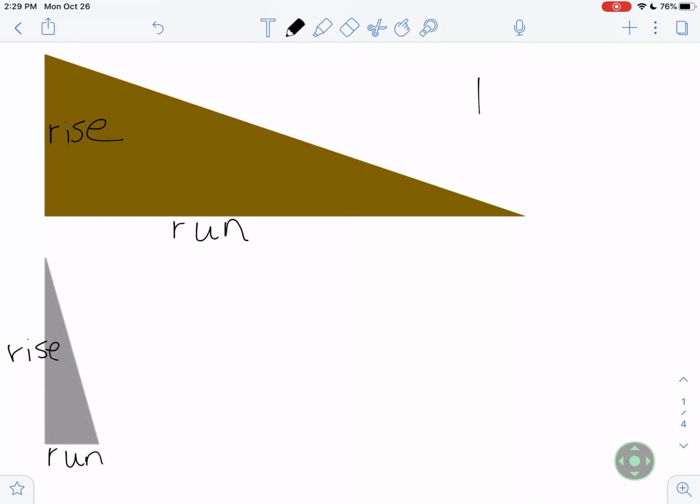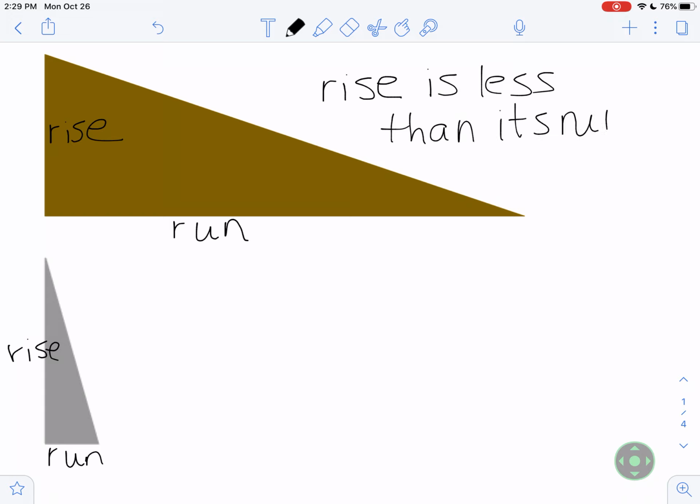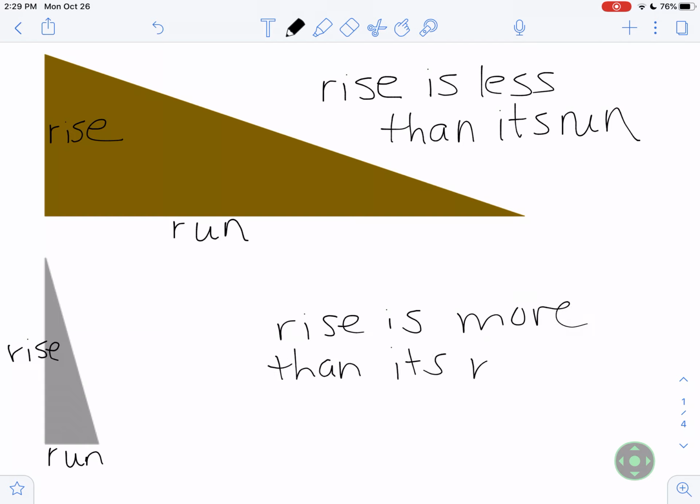When you look at the gray and the brown ramp here, a lot of people are going to jump to the conclusion that the brown ramp is the steepest. It's number one. But they would be mistaken because it's not how big the ramp is, but how tall compared to how wide. So here you will notice that the brown ramp's rise is less than its run. Whereas with the gray ramp, the rise is more than its run, or it's larger than its run.